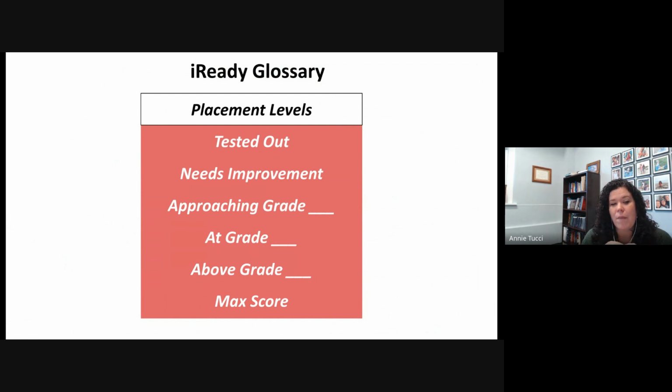I wanted to go back and talk about tested out and max score. A tested out indication means that they did not receive questions related to a specific domain. You may see this on the reading report specifically. If your child received a max score, the student received questions related to the maximum grade level questions for that domain. So if you have questions related to this, you can also reach out to your child's teacher.